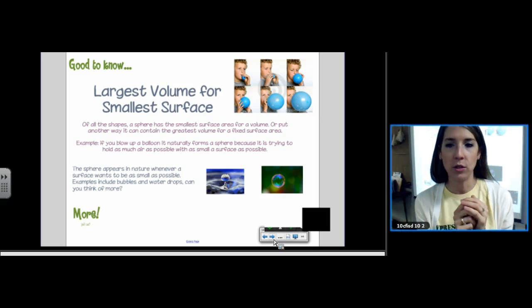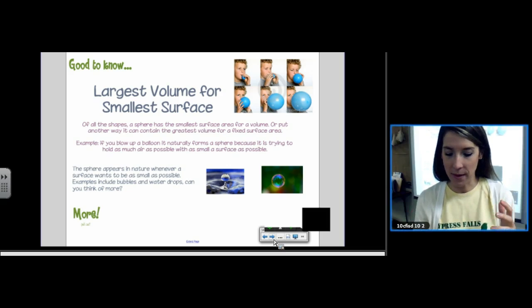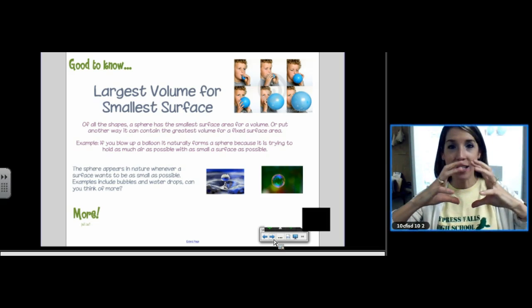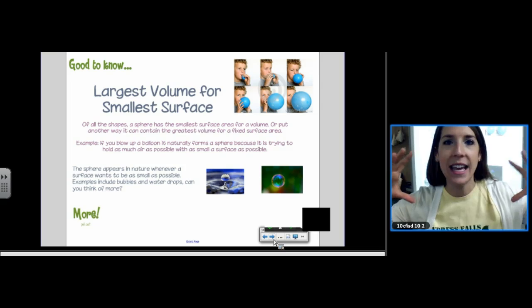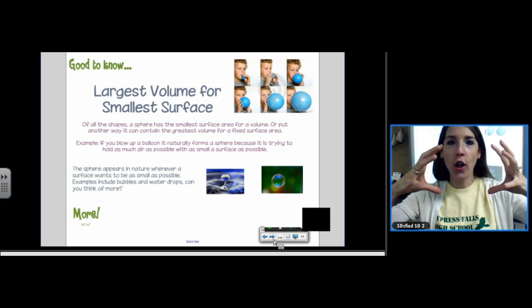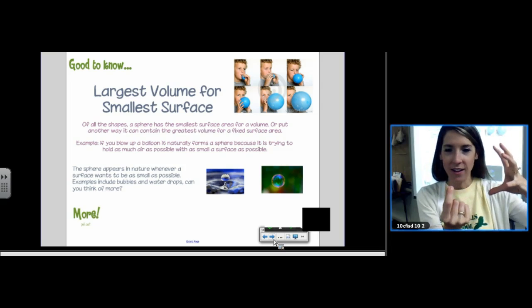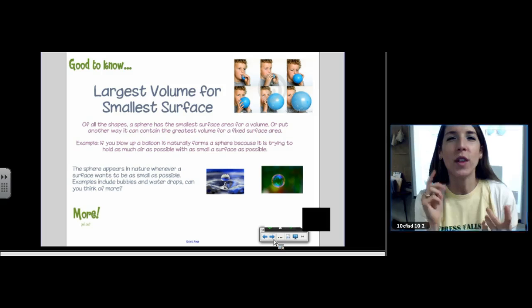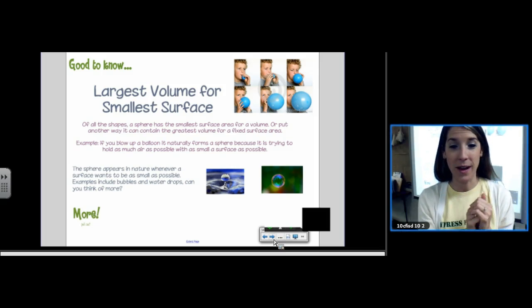So when you blow up a balloon, it doesn't blow up into a cube. It doesn't blow up into a cone. A balloon blows up into a spherical shape because as the air expands, it's trying to get as big as it can get without popping. So as big as it can get, it expands in all directions from the center, and it forms a sphere. So that's the largest volume for the least amount of balloon material possible.